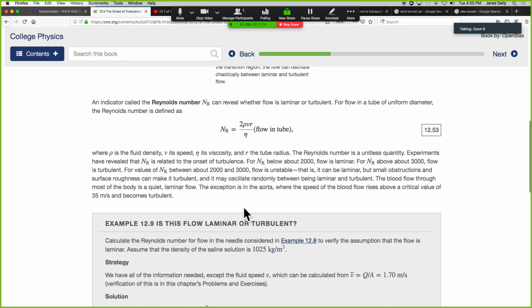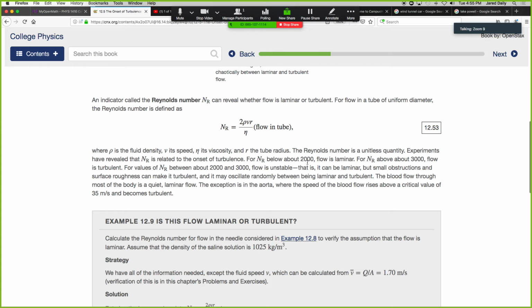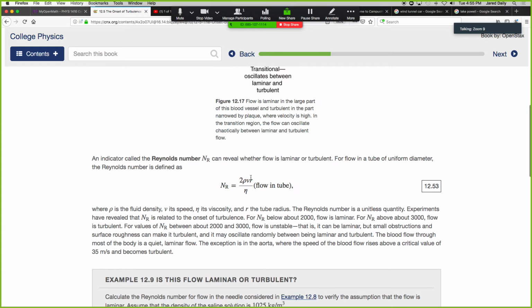When Reynolds number is about 2,000 or below, then you have good laminar flow for the most part. If it's 3,000 or above, it's usually pretty turbulent. If it's in between 2,000 and 3,000, it's iffy. So that's a simple thing. You just kind of plug in numbers and calculate.